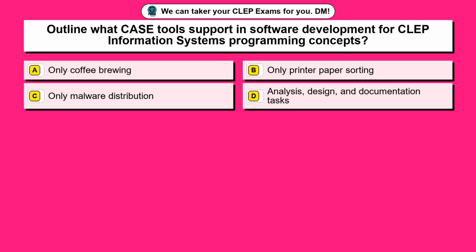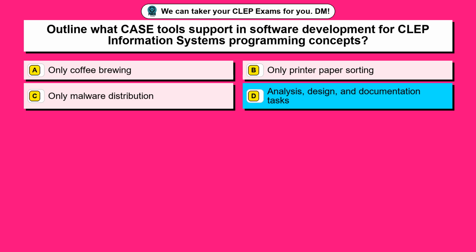Question 72. Outline what case tools support in software development for CLEP Information Systems programming concepts. Option A. Only coffee brewing. Option B. Only printer paper sorting. Option C. Only malware distribution. Option D. Analysis, design, and documentation tasks. The correct answer is option D.